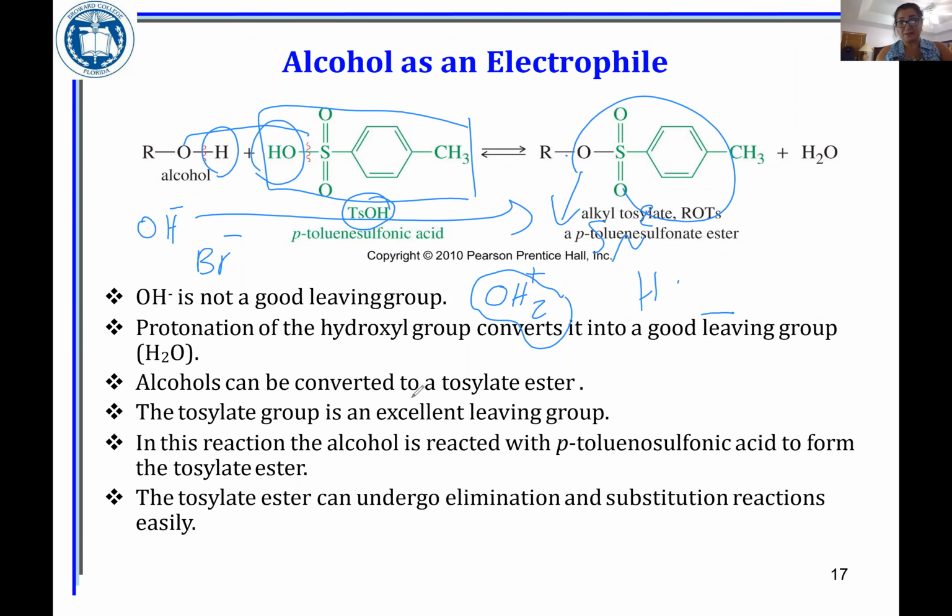So when you tosylate alcohol, it changes to a good leaving group. Alcohols can be converted to tosylated esters. The tosylate group is an excellent leaving group. When do you need an excellent leaving group? For substitution reactions, SN1 or SN2 type reactions.